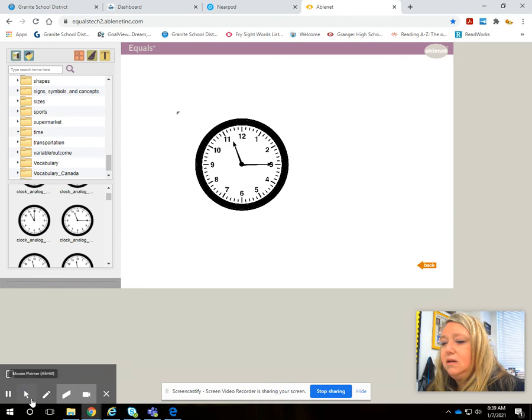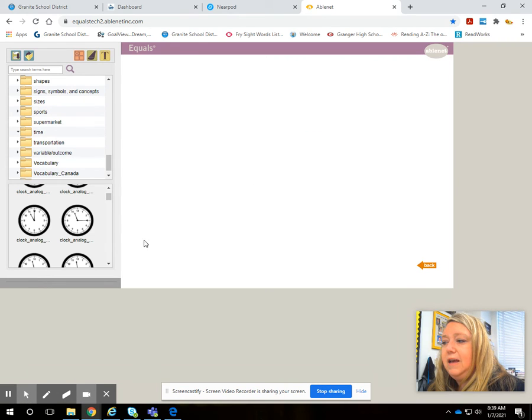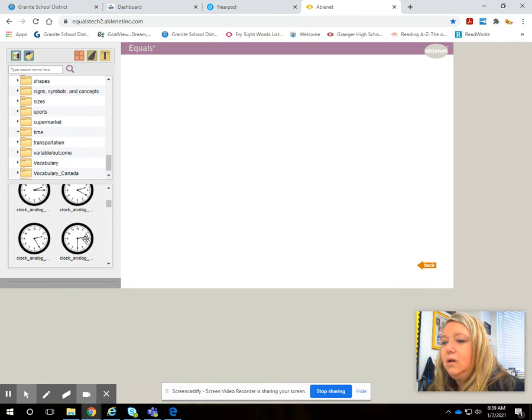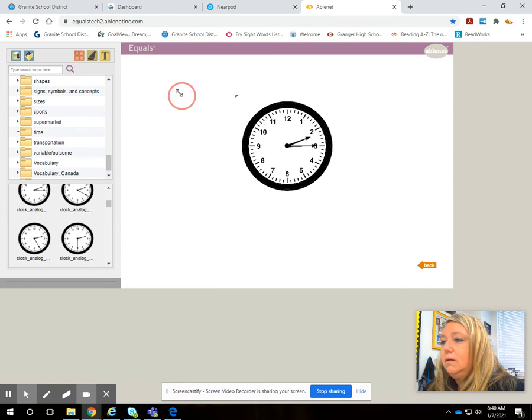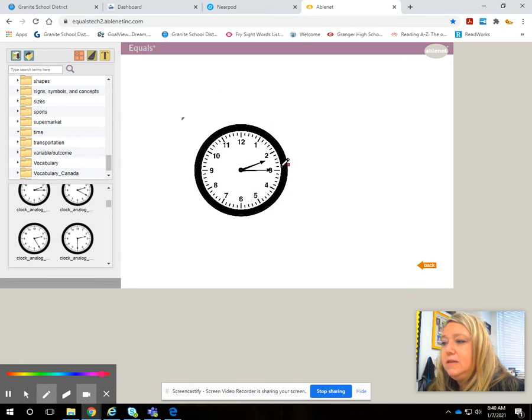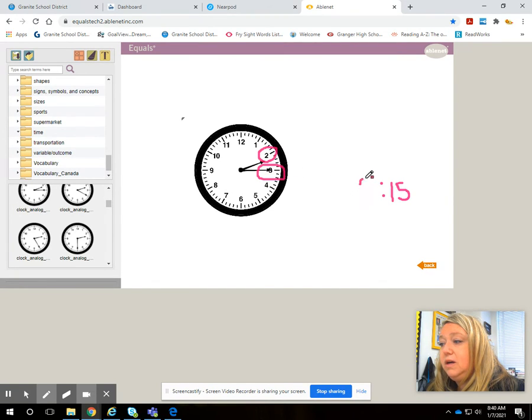before we take a look at our worksheets for today. Okay, so looking at this one, we have our 15 because our long hand is pointing at the 3. So we have colon 15, okay? And what's the hour? We look at the shorthand. The shorthand is close to the 2. So we're going to write 2:15 right there, okay?